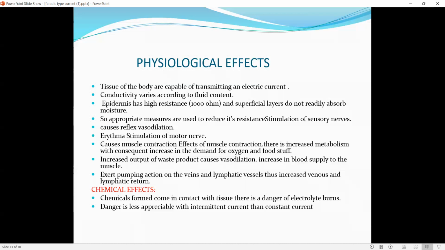Chemical effects: chemicals form when the current comes into contact with the tissue. There is a danger of electrolytic burns. The danger is less appreciable with an interrupted current than with a constant current.